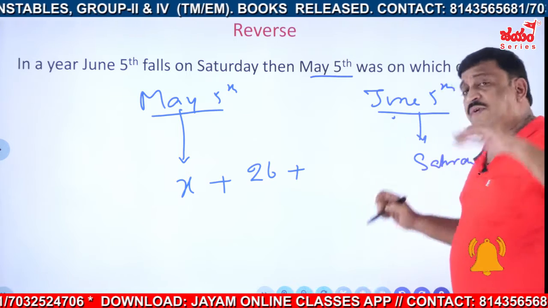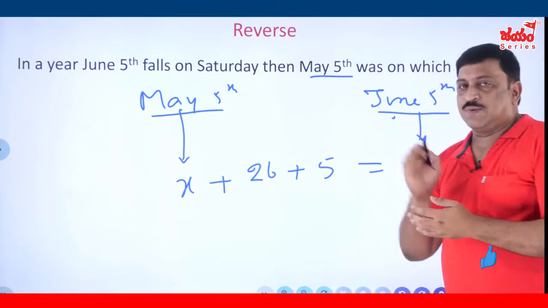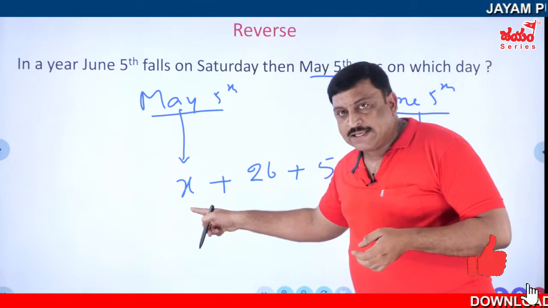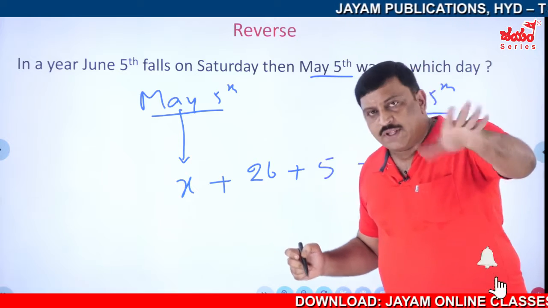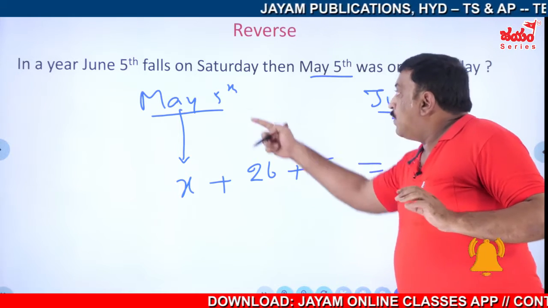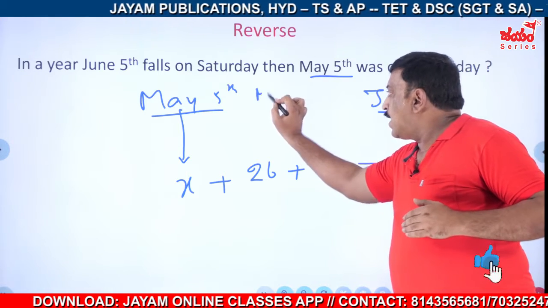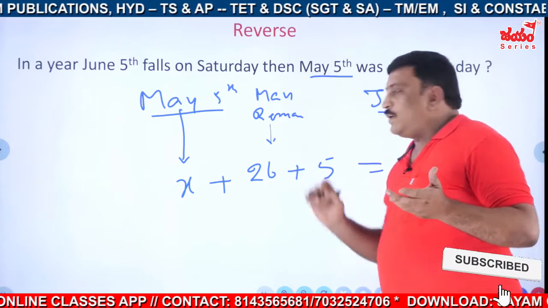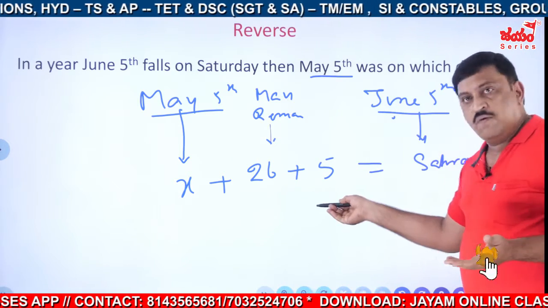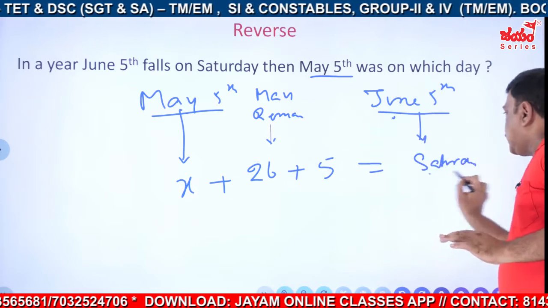Plus, here June 5th, as usual, is directly 5. This should be equal to this one. Previously I didn't take X, I am taking X now. May 5th is some day, put it there like that only. Then, plus, after May, how many days? 26, this is the remaining May. Next, in June, 5 days. Obvious. X plus 26 plus 5 is Saturday, fine.